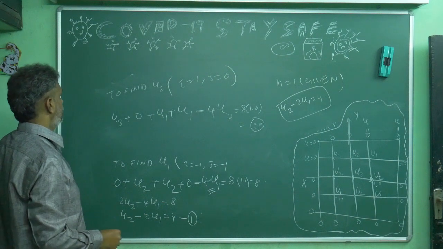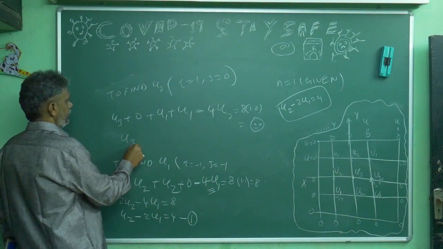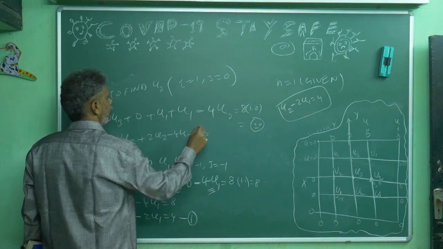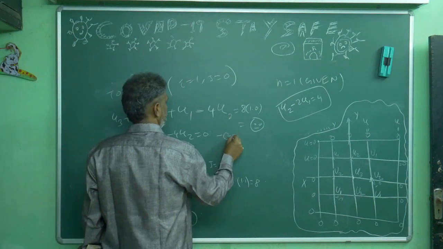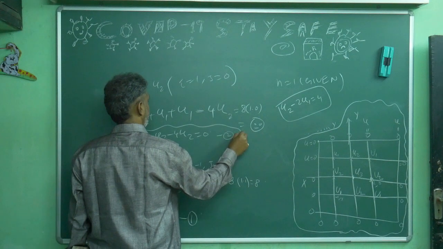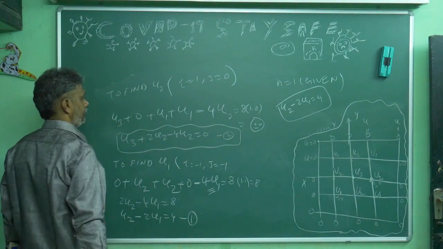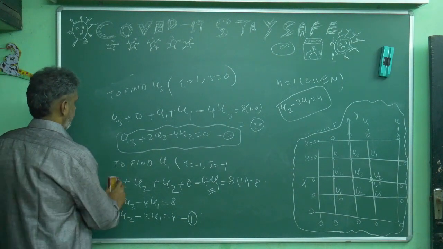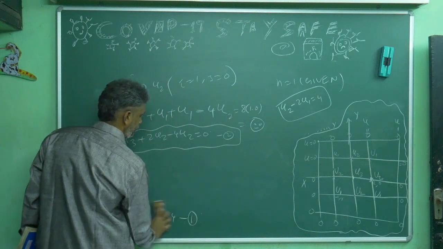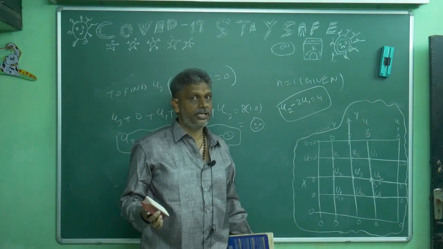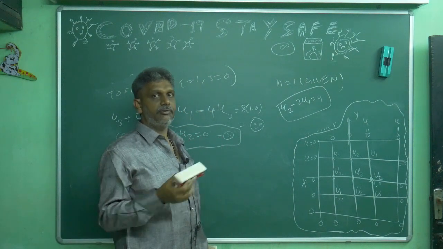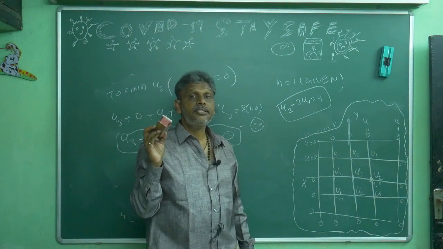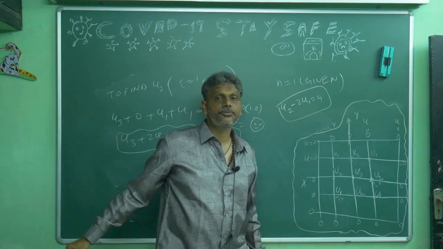Now this equation, what I will get? u3 plus 2u1 minus 4u2 is equal to 0. This is the second equation. Getting or not? Now, find u3. To find it, you see, anywhere I am using finite difference, actually. I know that for telling everyone I wrote finite difference, nowhere I used the standard 5-point formula, but i, j are useful where I want to substitute in that function.